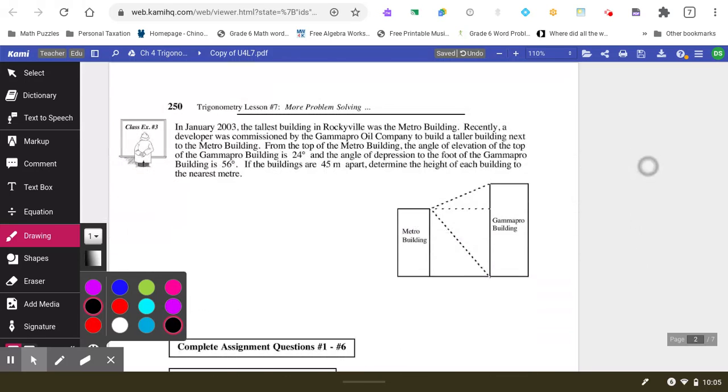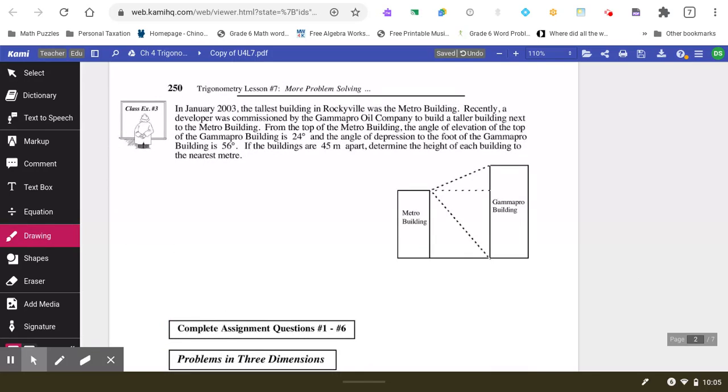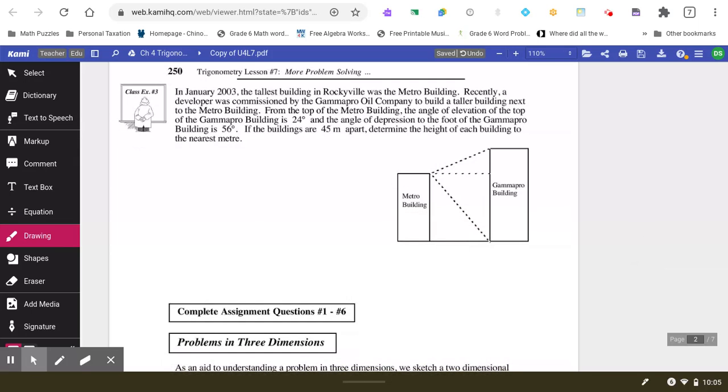All right. Question 250. I'm only going to do this one last problem. It says in January 2003, the tallest building in Rockyville was the Metro building. Recently, a developer was commissioned by the Gamma Pro Oil Company to build a taller building next to the Metro building. From the top of the Metro building, the angle of elevation to the top of the opposite building is 24. So this is 24. The angle of depression, so from the horizon down, is 56. That fits here.